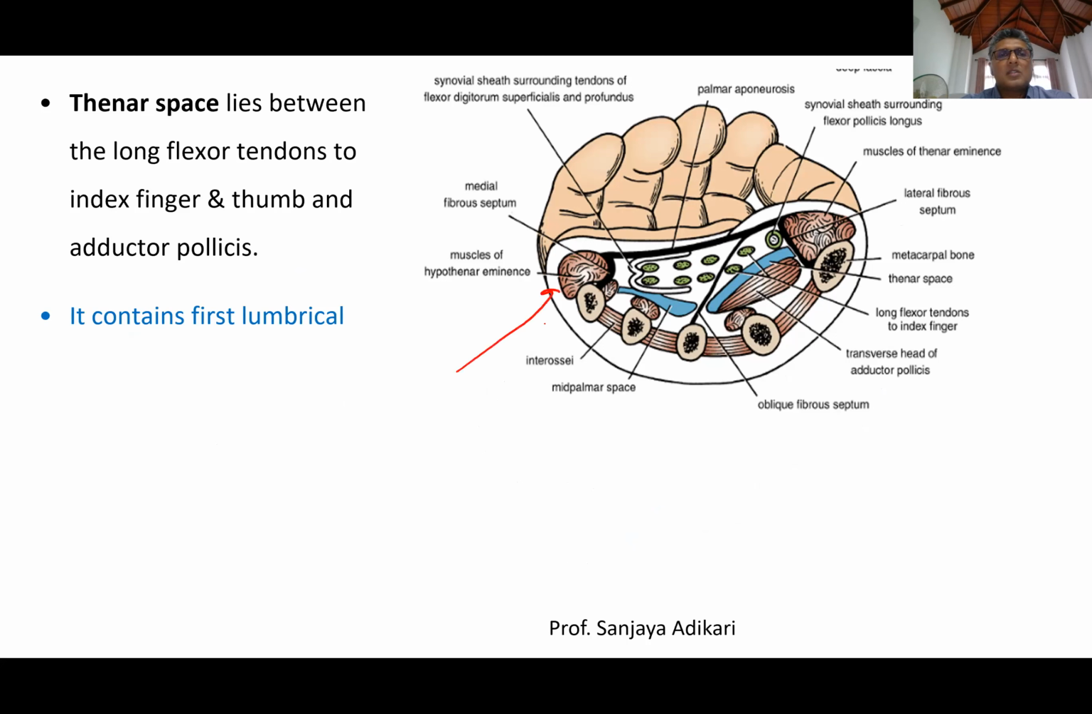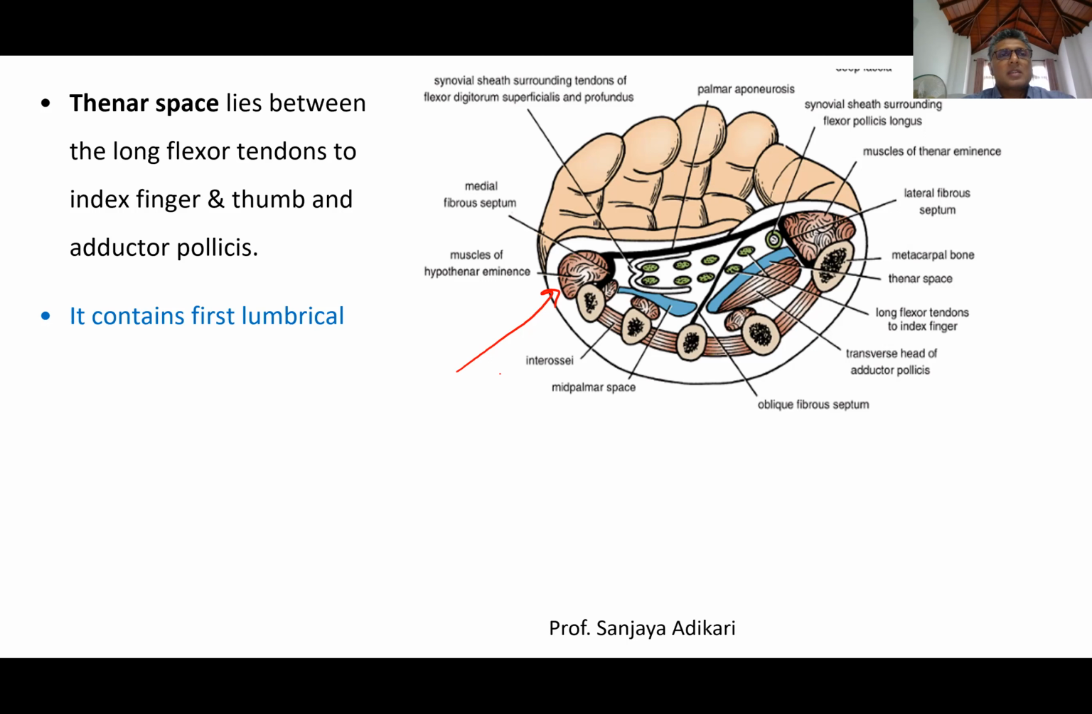So hypothenar space is not clinically important. So it will not be considered even in your answers to a question. If you are asked to write about spaces, palmar spaces, you can just mention the hypothenar space, but you don't have anything to write about it. Okay, you can just mention the muscles that are there and then finish it off. But then the thenar space and mid-palmar space are important.